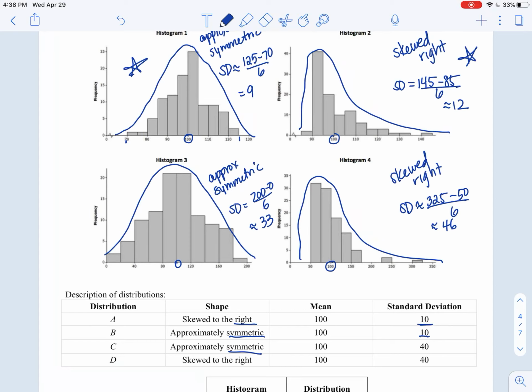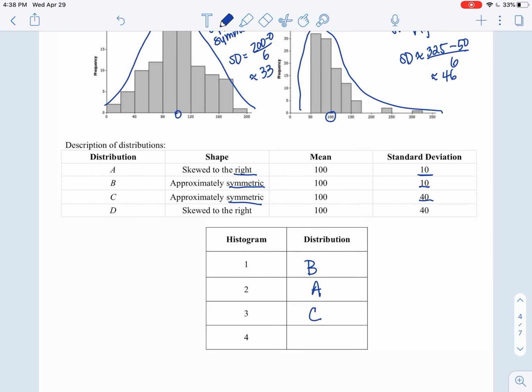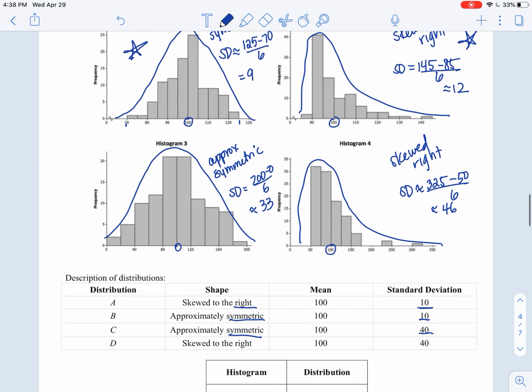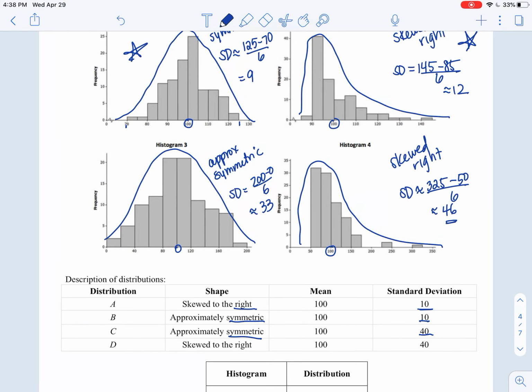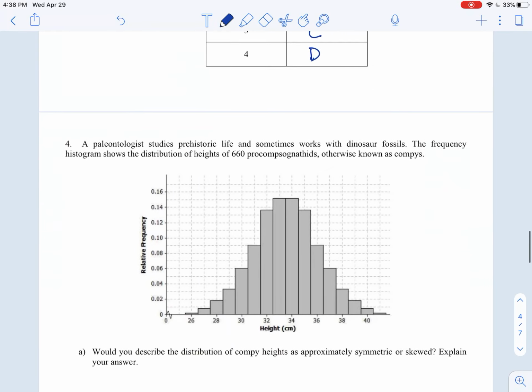For C, approximately symmetric, so obviously it's going to have to be histogram 3. Standard deviation close to 40. It's not perfect. 33 is again in that vicinity. So C was 3. And then obviously D would then be 4. And again, we said standard deviation was close to 40. It's not perfect. Again, these are just ballpark figures.